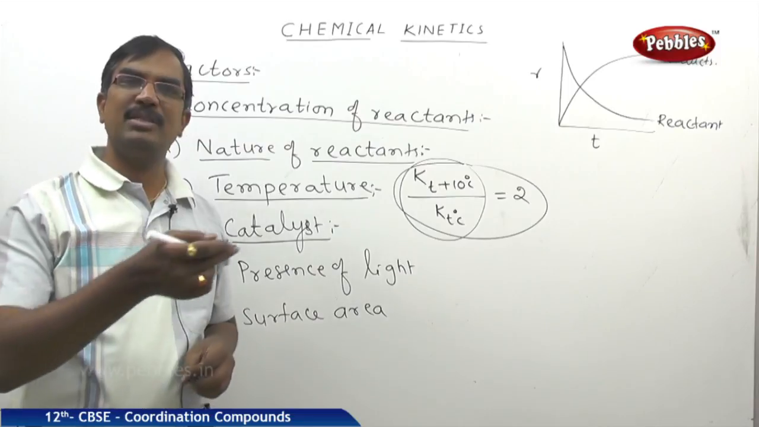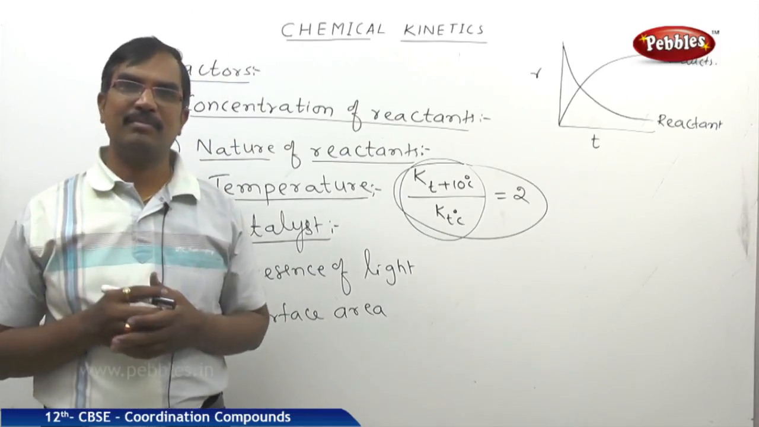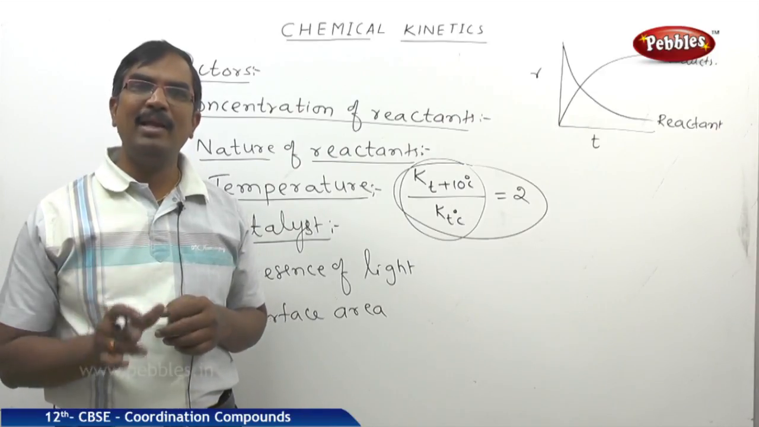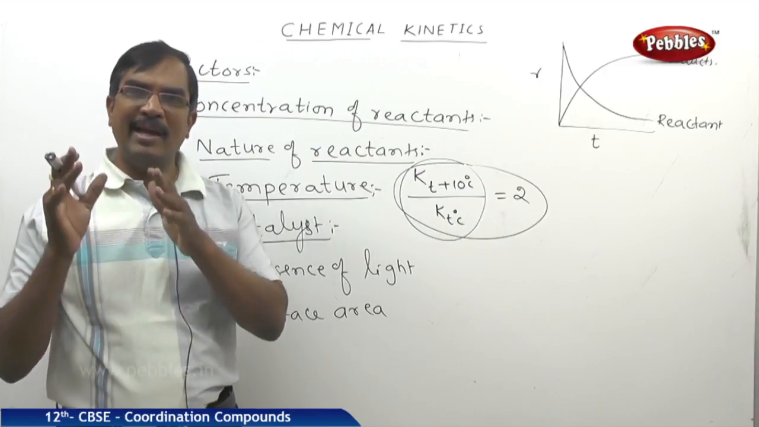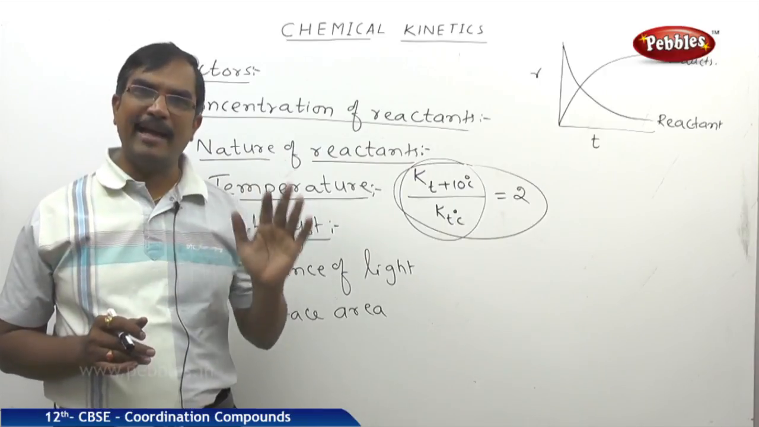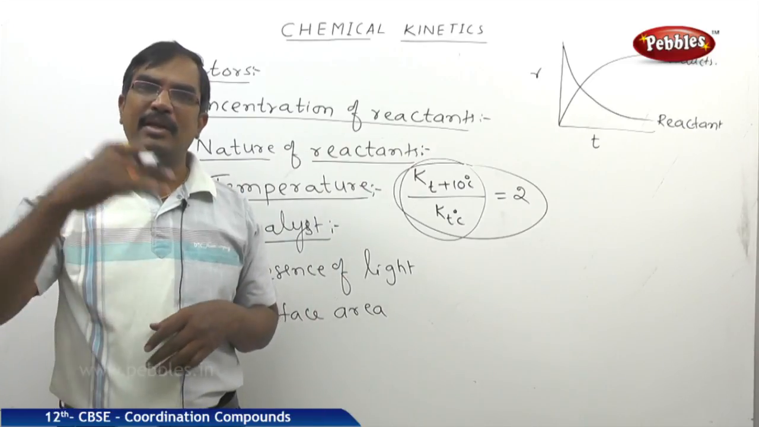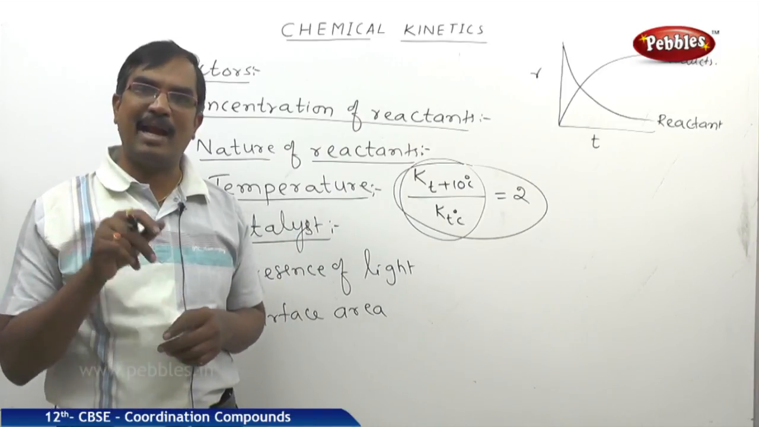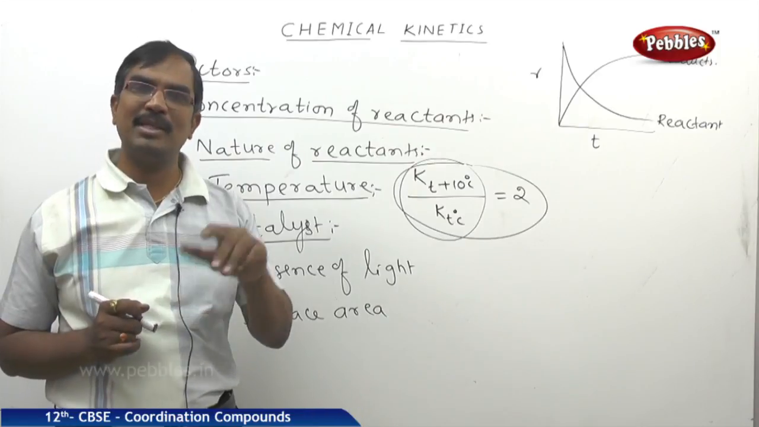For example, you are aware of the Haber's process. In the Haber's process, we generally use finely divided iron as a catalyst, where nitrogen gas combines with hydrogen gas to give ammonia. So the reaction is more favored towards the formation of ammonia in the presence of the catalyst, which is the finely divided iron. So iron is used as the catalyst.